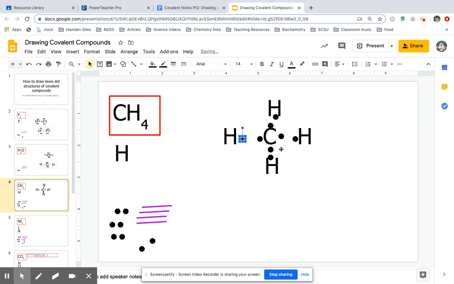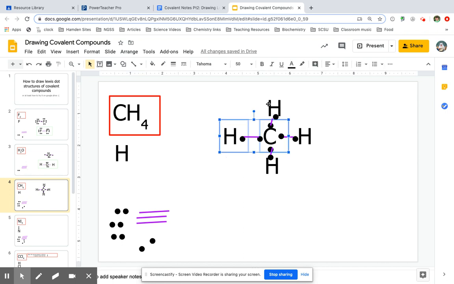So each hydrogen starts out with 1, and each carbon starts out with 4. So now I need to make my bonds. I'm going to connect these two here. I'm going to connect these two here. I'm going to connect this one and this one. And then I'm going to connect these two here. All right, there's my CH4. You can see that this C is connected here, here, here, and here. Now let's clean it up.